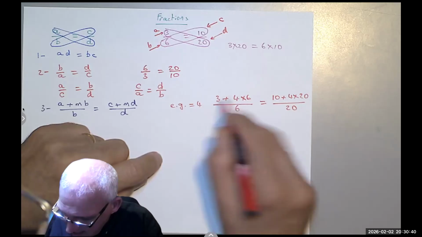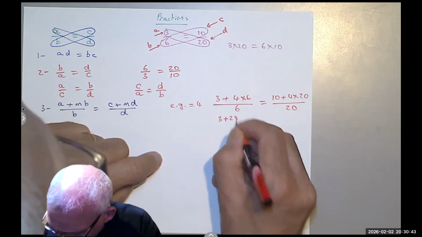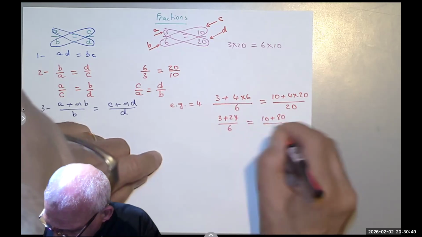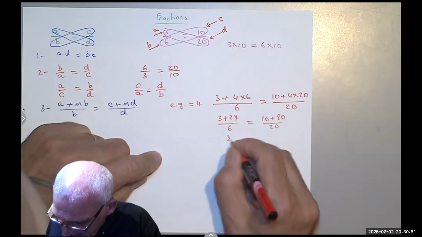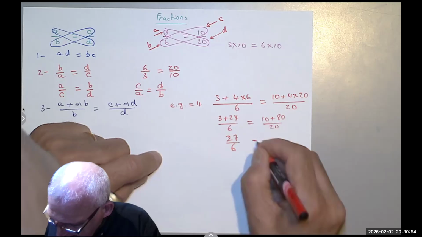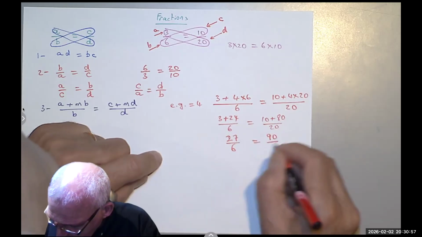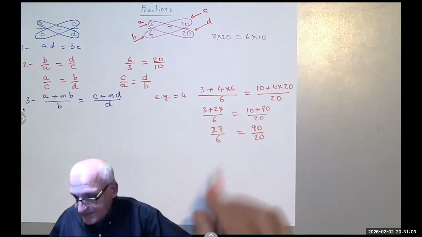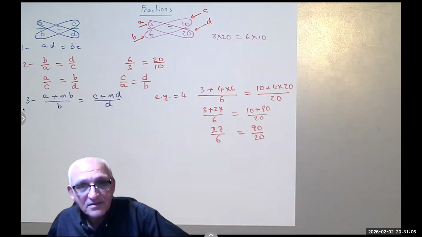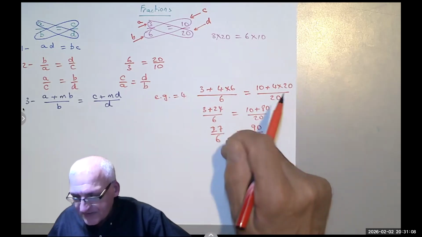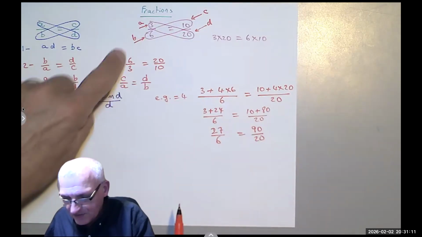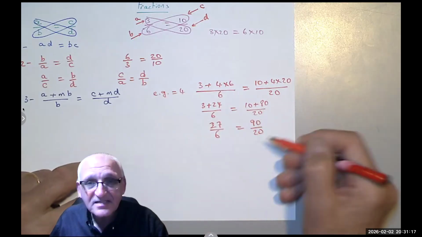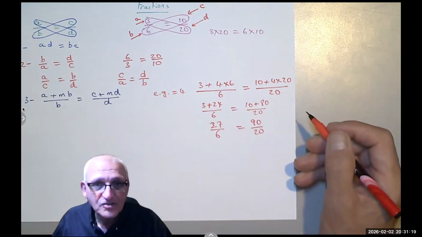So 3 plus 24 over 6 equals 10 plus 80 over 20. 27 over 6 equals 90 over 20. What is 27 over 6? I know that 24 over 6 is 4. 27 is 3 more, and 3 over 6 is 1/2. We already said that. So 4 and 1/2. If I cancel the zeros, 9 divided by 2 is 4.5 also.